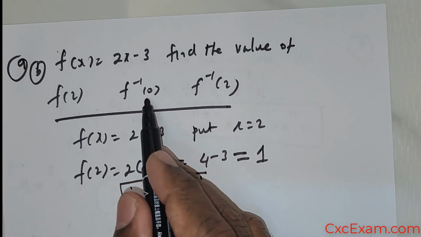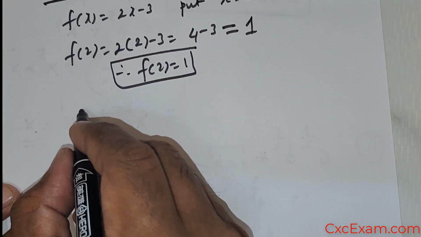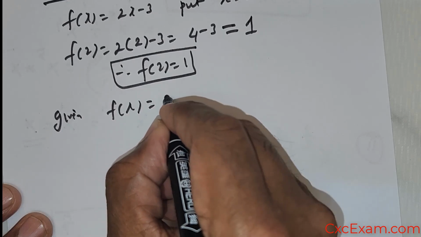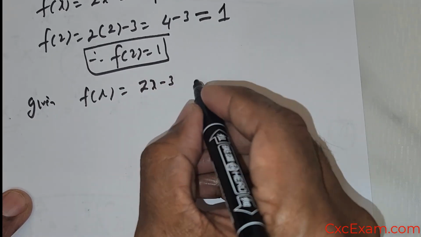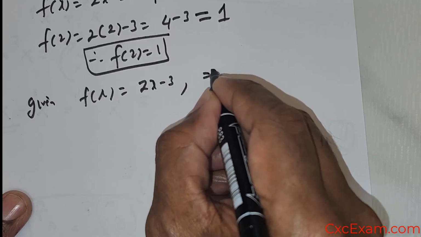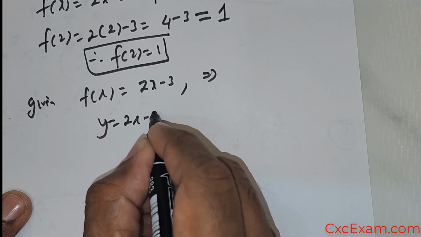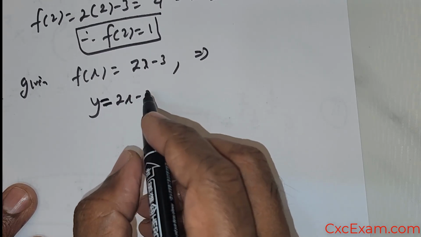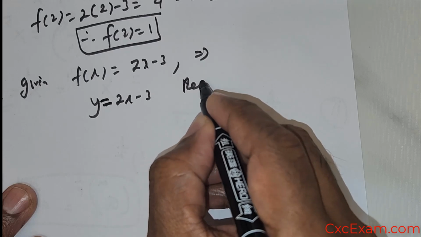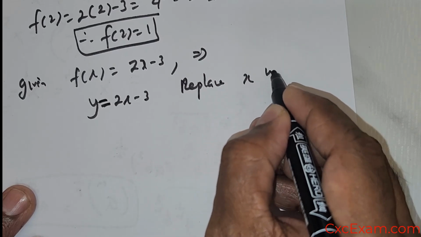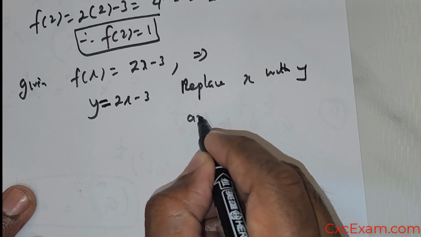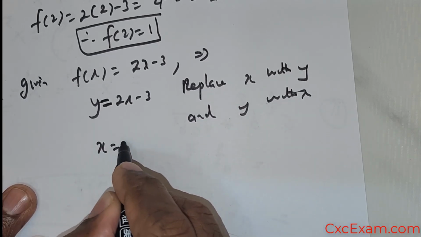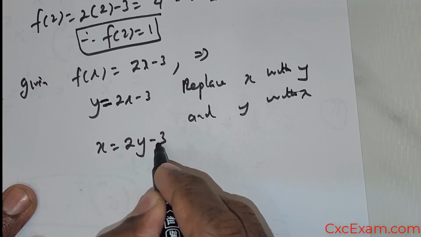Next, f inverse of 0. So for that we need to find f inverse of x. So I'm going to take f of x is equal to 2x minus 3, and this means you have y is equal to 2x minus 3. Okay, so replace x with y and y with x. So this is going to be x is equal to 2 times y minus 3.